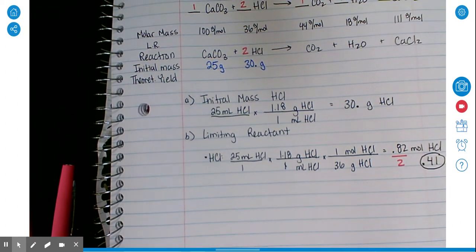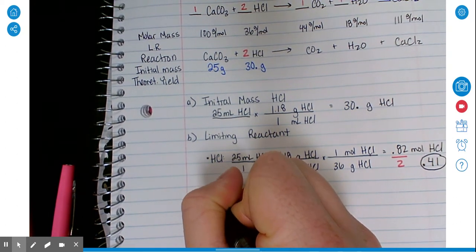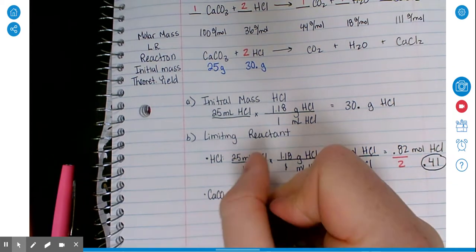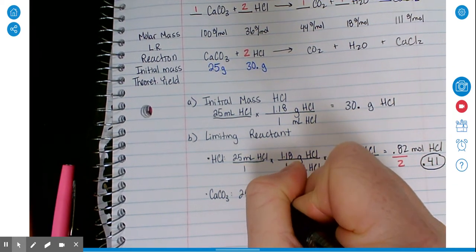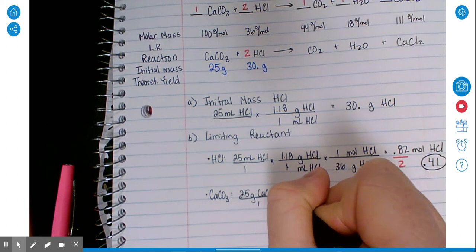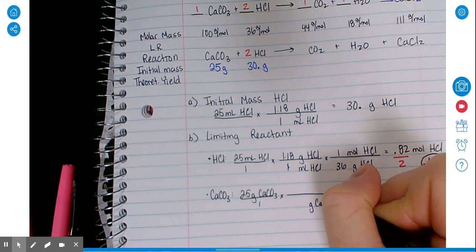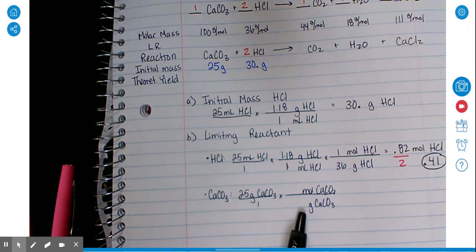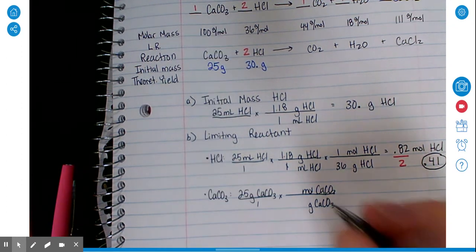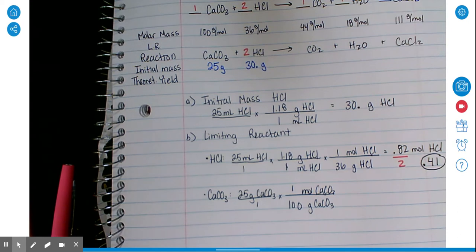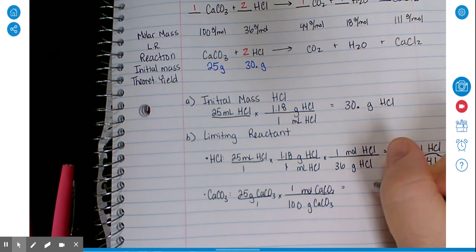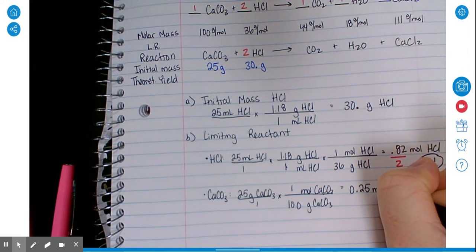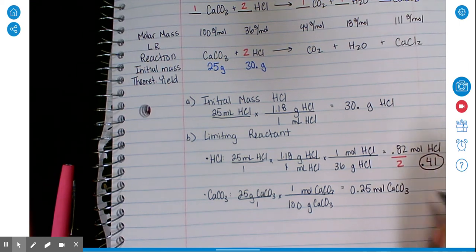Do the same thing for your other reactant, which is the calcium carbonate. This time I start with grams, so this one will be more straightforward. I have 25 grams of calcium carbonate. From grams, I can go to moles using that molar mass bridge. So calcium carbonate has a molar mass of 100. 1 mole contains 100 grams. Okay, this is just a decimal slide. 25 divided by 100, 0.25 moles of calcium carbonate.